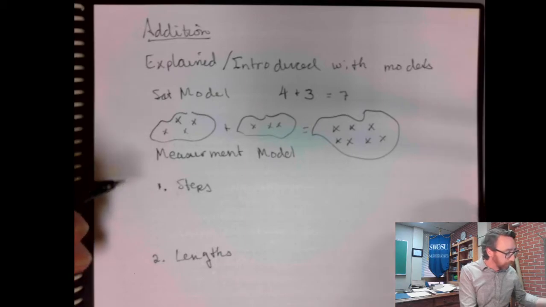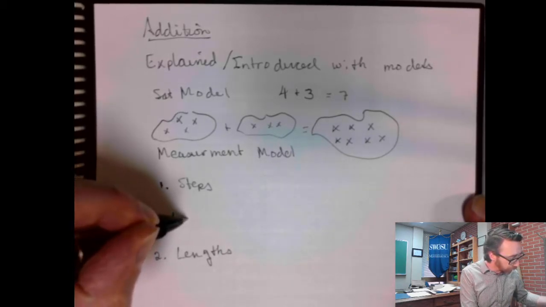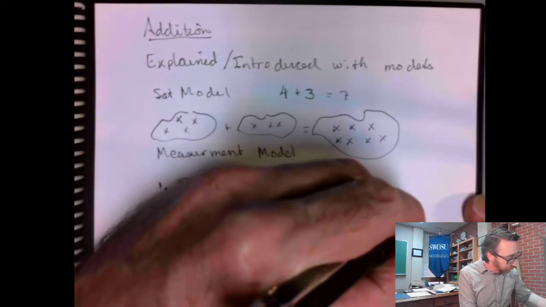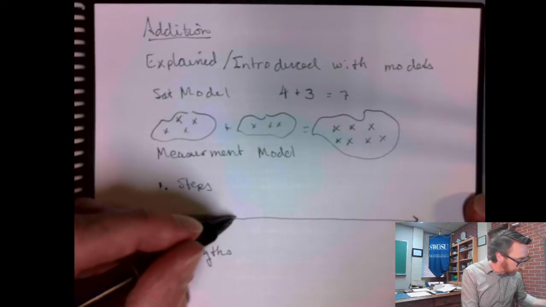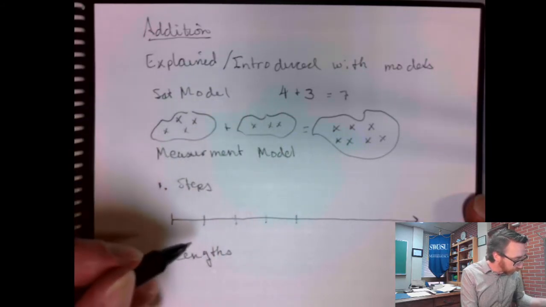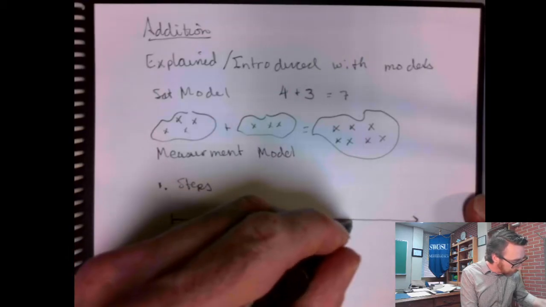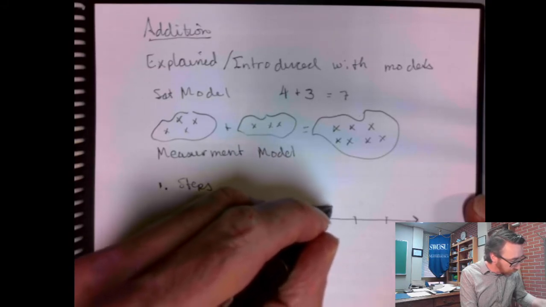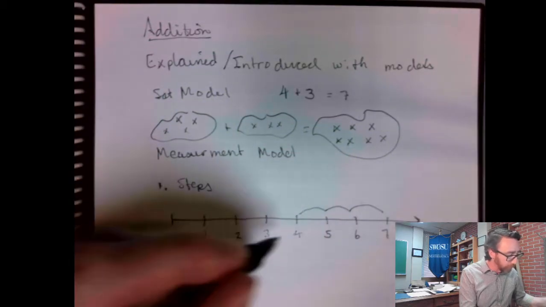Okay. Now, there are a couple of ways to understand this operation in the measurement model. All right, so one of those ways is to think about a number line and you're kind of stepping off. So we're doing 4 plus 3, so that's 1, 2, 3, 4. So we start at 4 and we go 1, 2, 3 steps, and that gets us to 7.